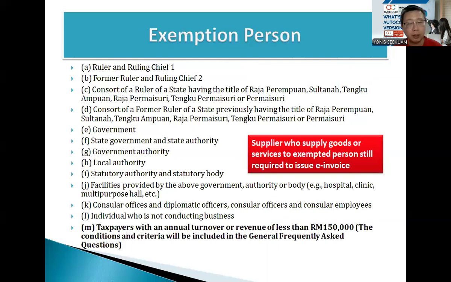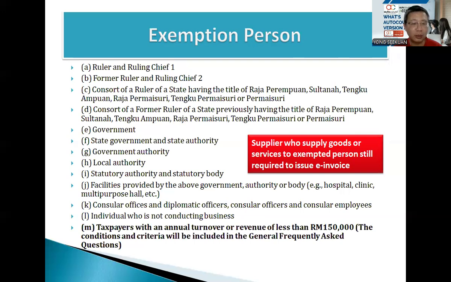Exempted persons means some businesses are exempted. Mostly it is government departments or government companies. And I believe most taxpayers with turnover less than 150,000 will be exempted, as I mentioned. And one more is an individual who does not conduct a business. It means the person didn't open a company, but they provide a service or a product.